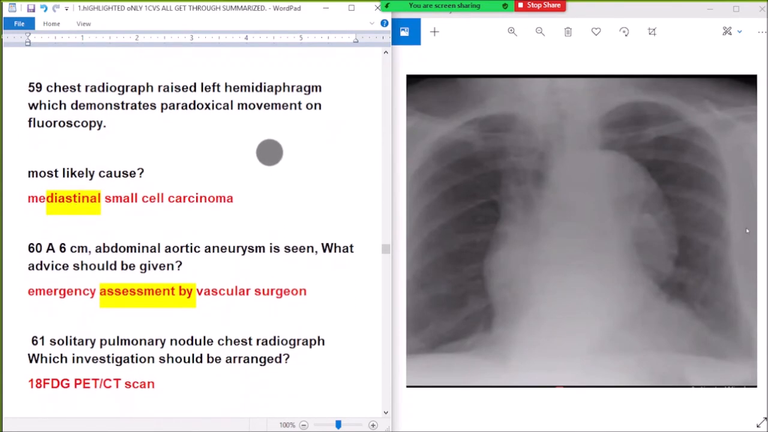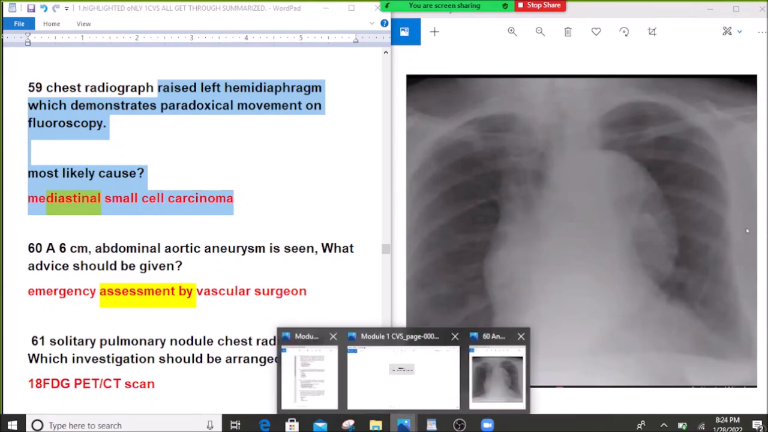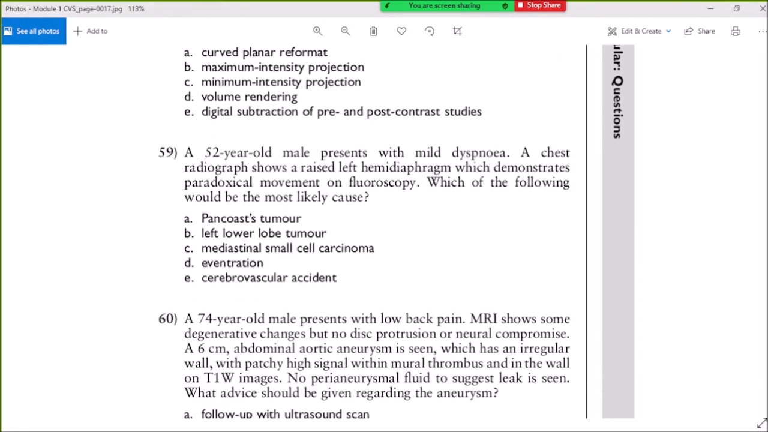Next question, 59. A chest radiograph shows raised left hemidiaphragm, which demonstrates paradoxical movement on fluoroscopy. Most likely cause: phrenic nerve involvement by mediastinal small cell carcinoma. Other options don't make sense.